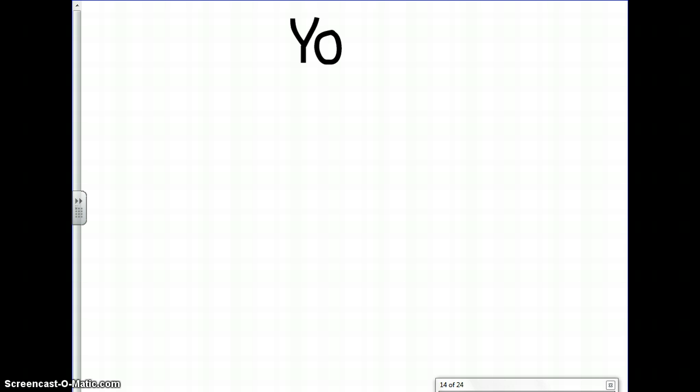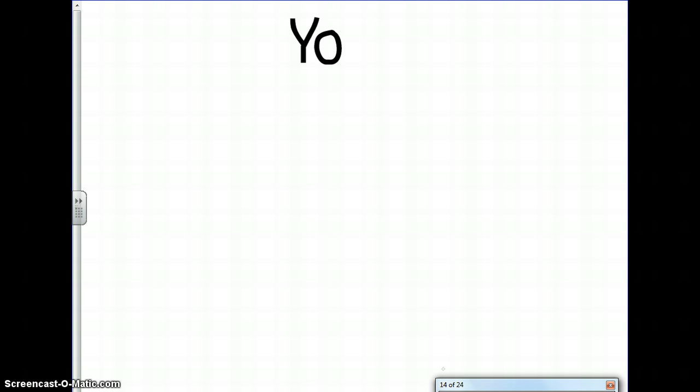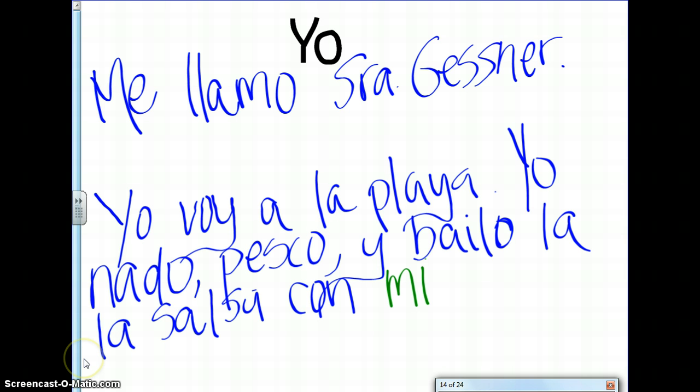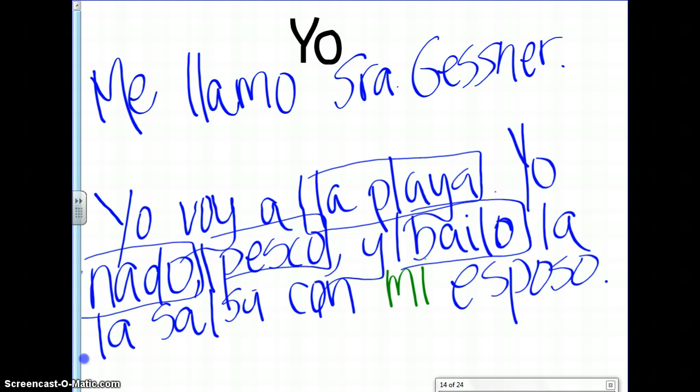Let's do an example together of what a page of your book will look like. So if our subject is yo, I'm going to want to say, con mi esposo, with my husband. So right now, in addition to my place, La Playa, I need a place. I need 3 activities that I do in that place. Nado, pesco, y bailo.